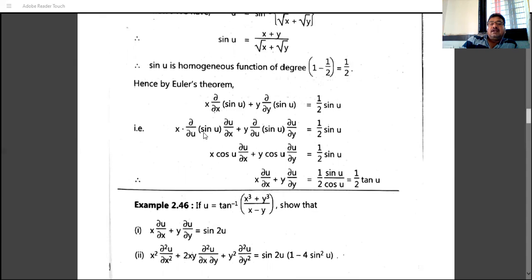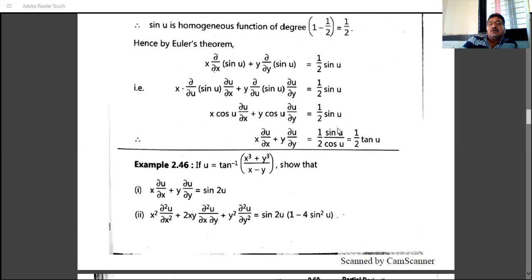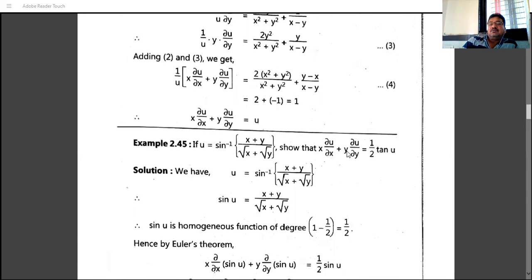So ∂/∂x of sin u by chain rule, ∂/∂u of sin u into ∂u/∂x, and ∂/∂y, ∂/∂u of sin u into ∂u/∂y, this function. And then derivative of sin u is cos u. And then dividing by cos u throughout, we have x ∂u/∂x plus y ∂u/∂y equal to 1 half sin u by cos u, which is tan u. And that is what we have to prove.